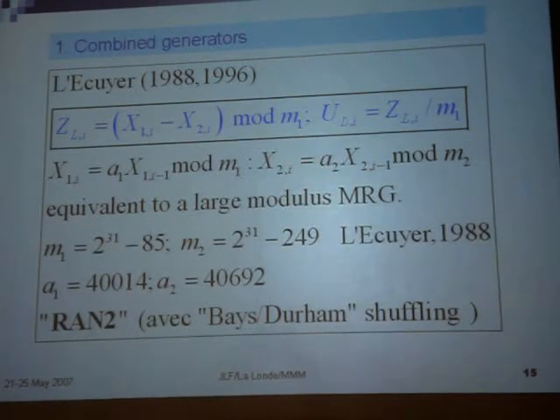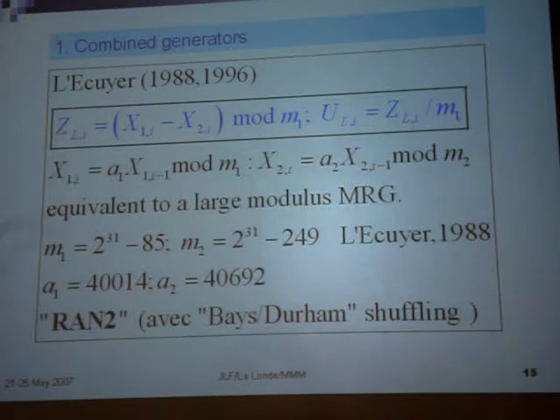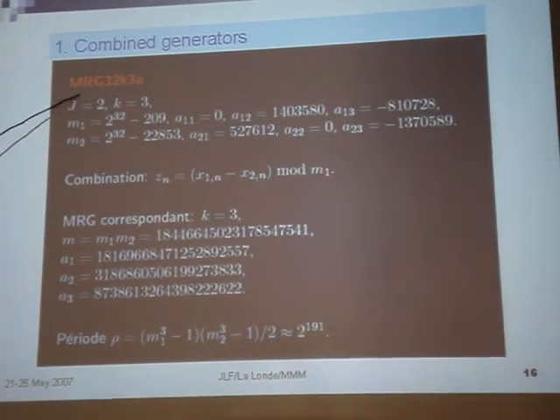Now another idea is to combine several basic generators so as to get the equivalent of a large modulus single generator. And for instance, as proposed by L'Écuyer in 1988 or 1996, you can take two generators with a classical linear formula jointly, x1, a1, m1, x2, a2, m2. You take the difference divided by m1 and take the rest, and this is equivalent to a large modulus generator. This value for m1, m2, a1 and a2 is the so-called Rand2 generator. Some of you may be using it probably. But it's not the best choice. The best choice for me is this one, with this complicated number.